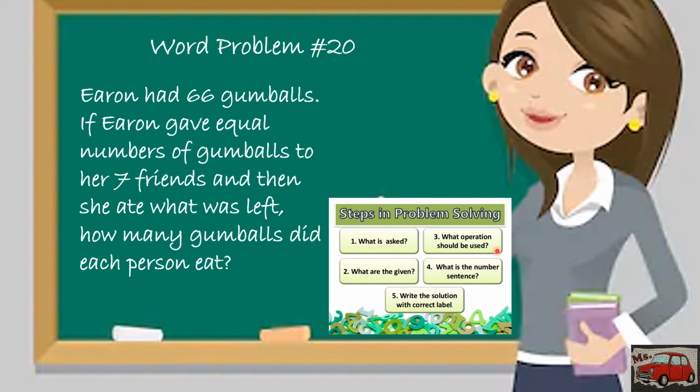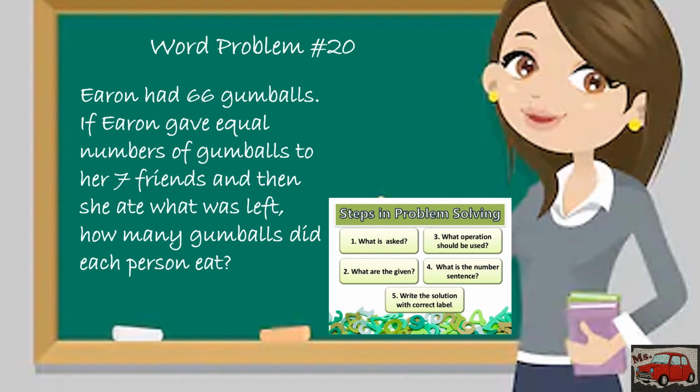Third, what operation should be used? So since the question is ilan yung gumballs na nakain ng bawat isa or kaibigan niya, so we will divide the 66 gumballs and the 7 friends. So the operation is division. What is the number sentence or expression? That is 66 divided by 7.